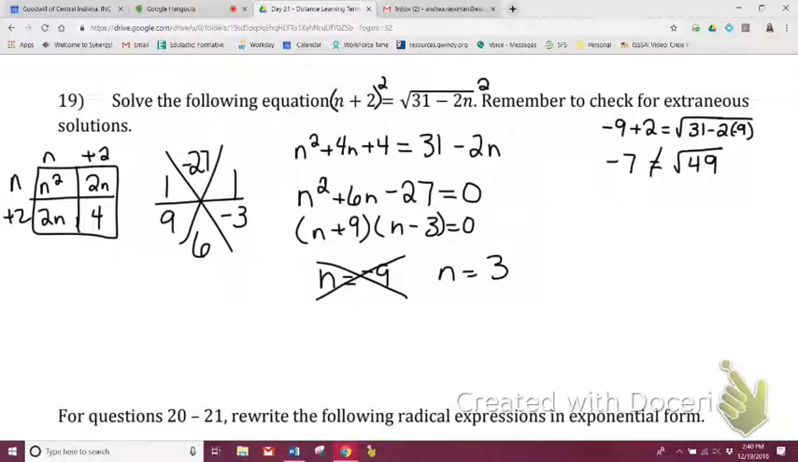Plug in the 3 just to check. So 3 plus 2 equals the square root of 31 minus 2 times 3. That works. So 31 minus 6 gives us 25. Square root of 25 does equal 5. So the second one does work.